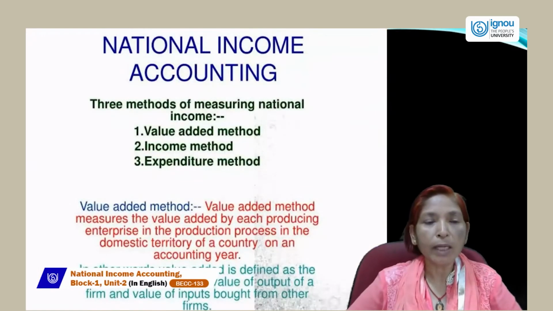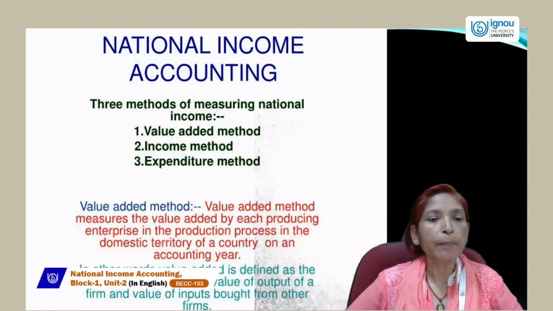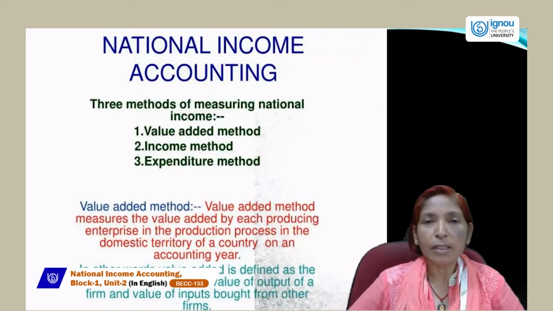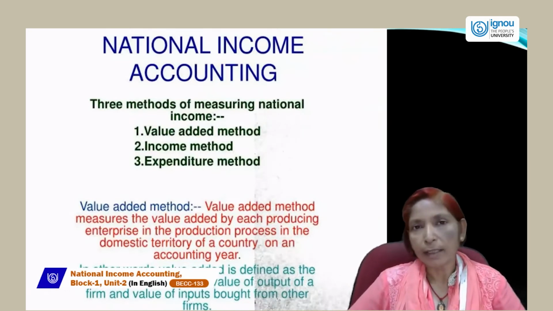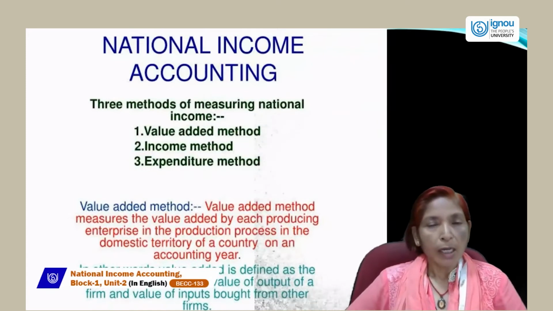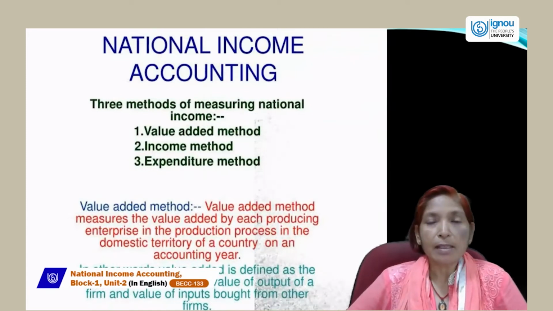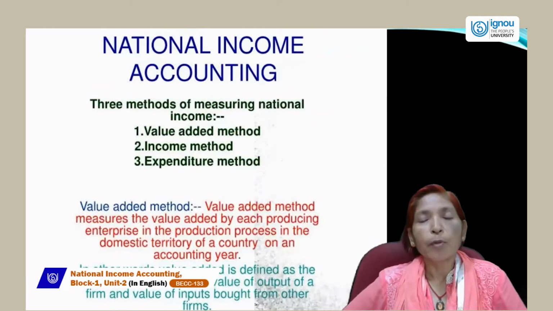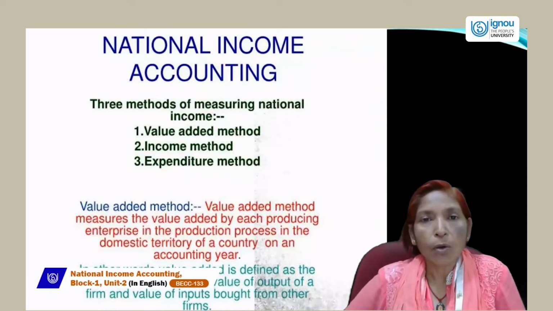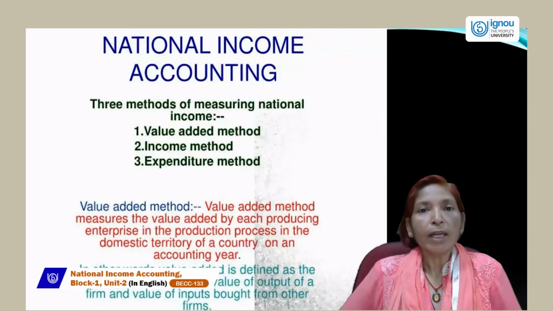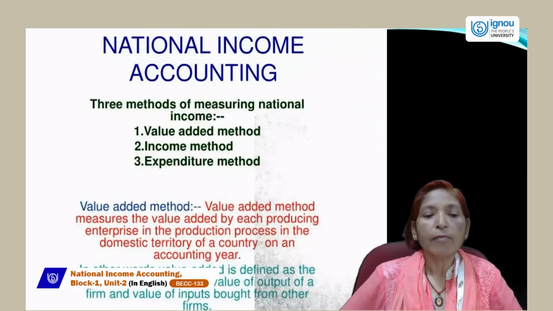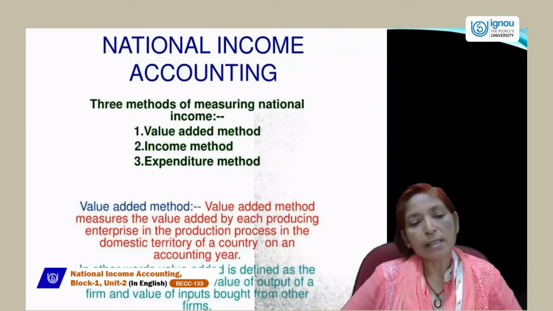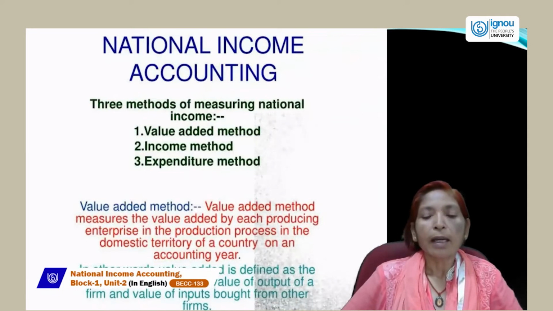Next is national income accounting. There are three methods to calculate national income. One is the value added method, second is the income method, third is the expenditure method. First is the value added method. This method is also known as the product method and the output method. The value added method measures the value added by each producing enterprise in the production process in the domestic territory in an accounting year.